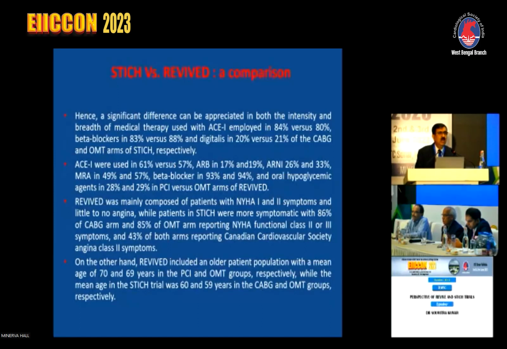So unless you include patients with symptoms, how can you look for benefit? So that is one of the drawbacks of REVIVED BCIS2. On the other hand, REVIVED included older patients with a mean age of 70 and 69 years in the PCI and OMT groups, whereas in STICH there were younger patients, less than 60 years. So these are the points to be noted when we say that CABG is better and PCI is not.